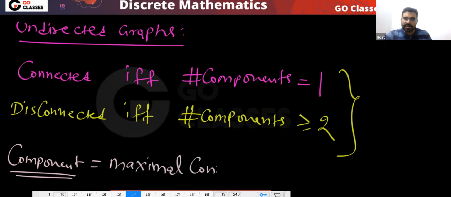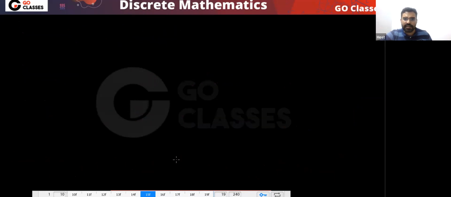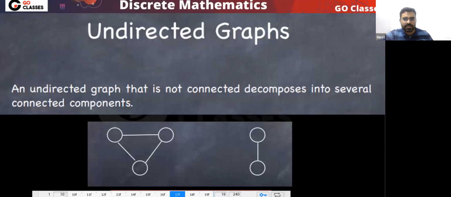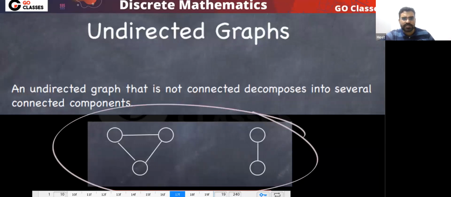Maximal connected subgraph. This we have already seen in the previous lectures. So these components are like islands, I can say, in the undirected graph. I can say this is an island, this is an island, this is an island. Like this. Now let's see in this graph how many components.